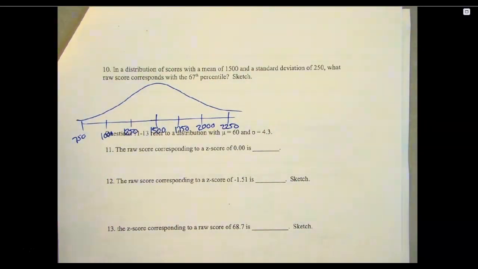67th percentile. So is my answer going to be bigger or smaller than the mean? Bigger. 67th percentile is I'm better than average. 50th percentile is average, I'm 67. So then am I going to use normal CDF or inverse norm?